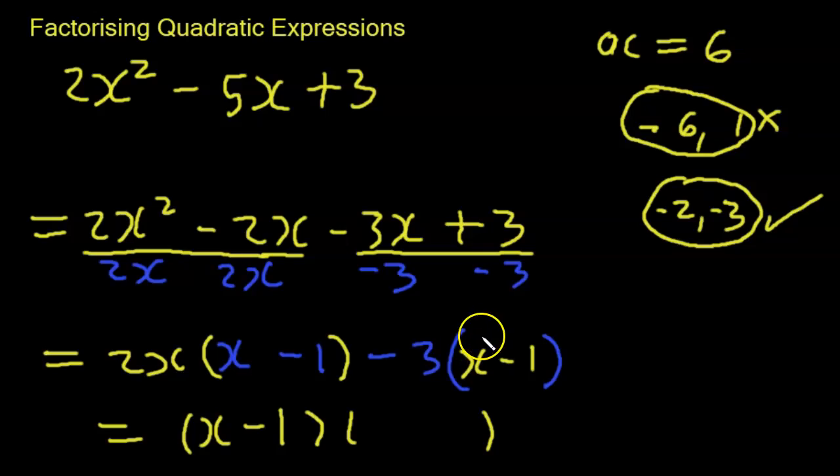So if we factor out x minus 1, what are you left with? You're left with 2x, and you're left with minus 3. And that's our solution for that.